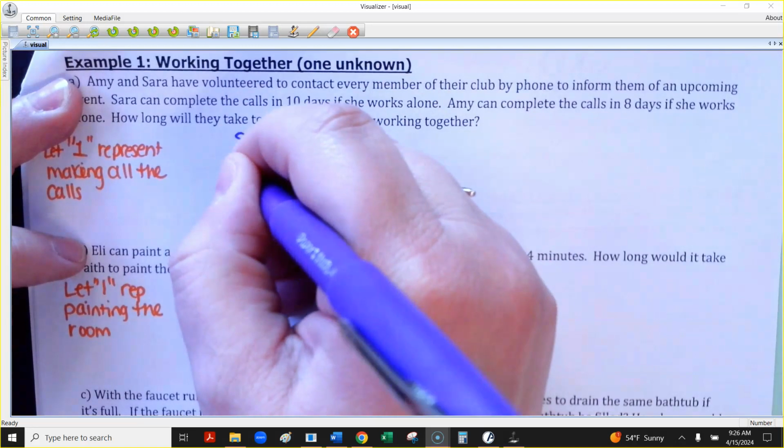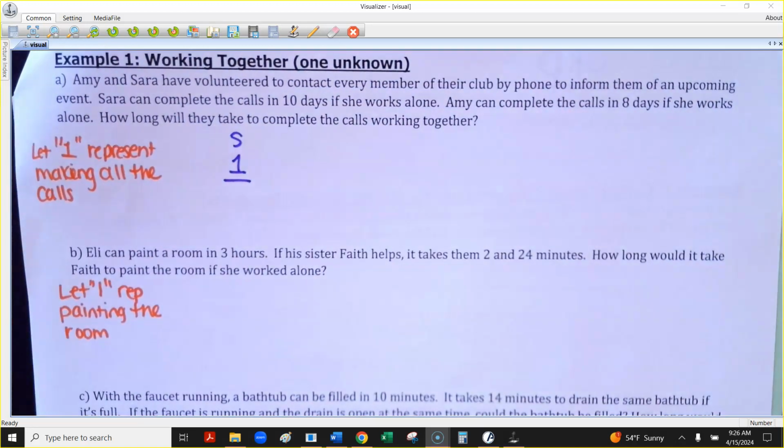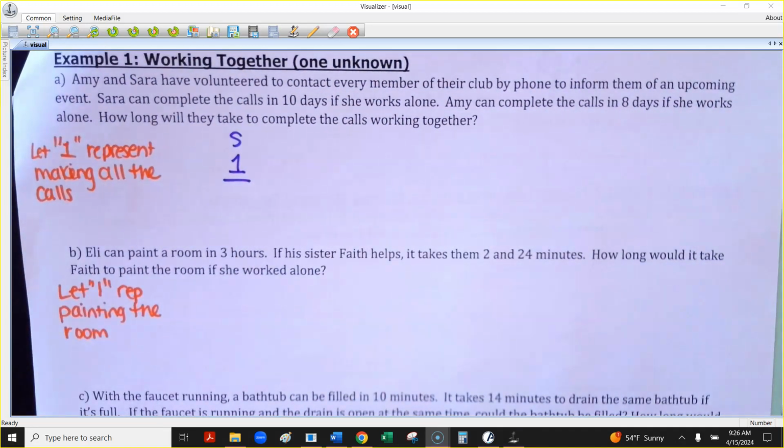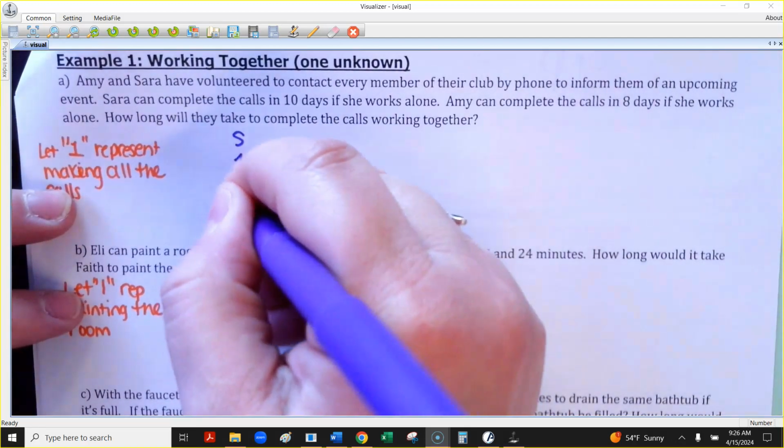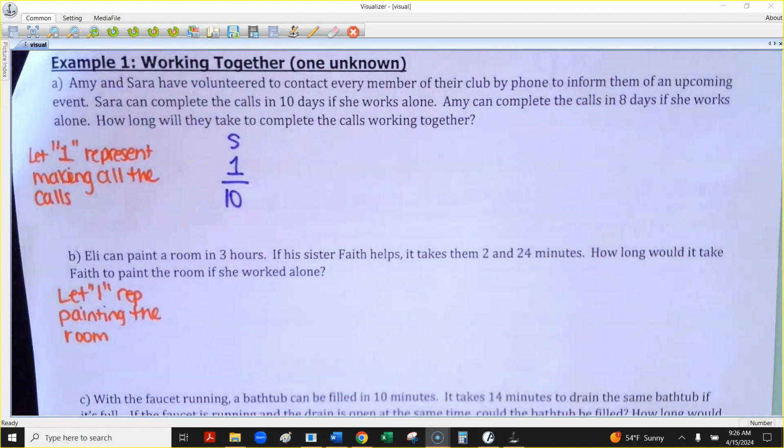All the calls, which I'm just going to use the number 1 to represent. You could use a variable. You could use a different number. I always just use 1 because it's the smallest thing I can work with. And then she can complete those calls in 10 days. So like 1 set of calls can be completed by her every 10 days, just to kind of get it into your mind as a rate.